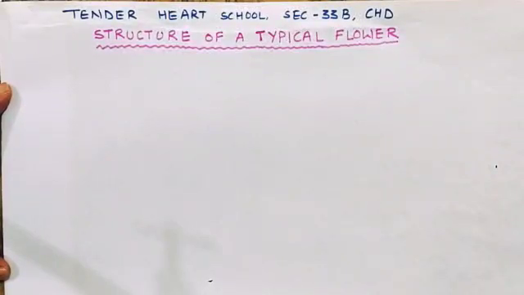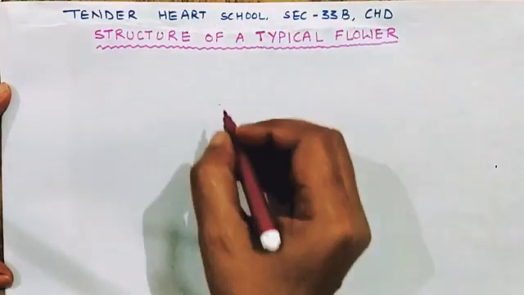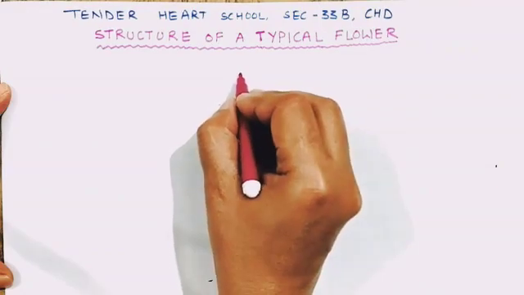Good morning, students. Today we will learn to draw the structure of a flower. So let us start with it. So firstly we will draw the carpel.